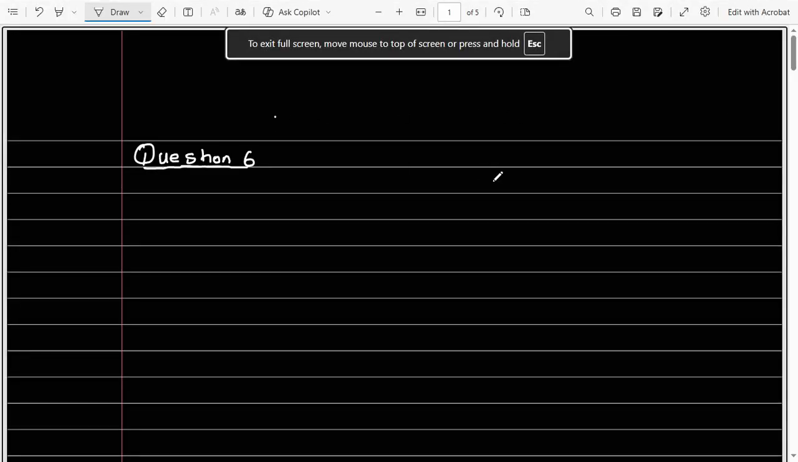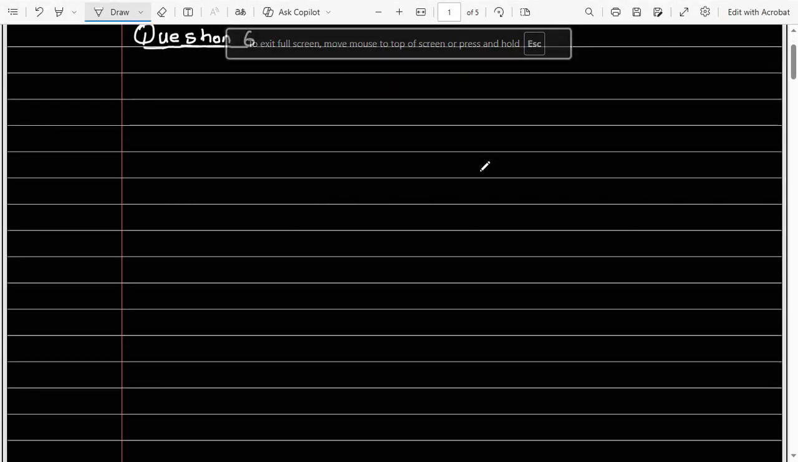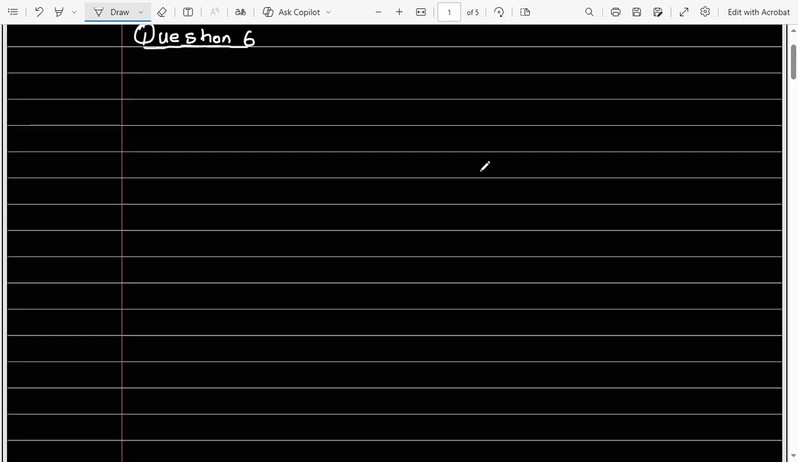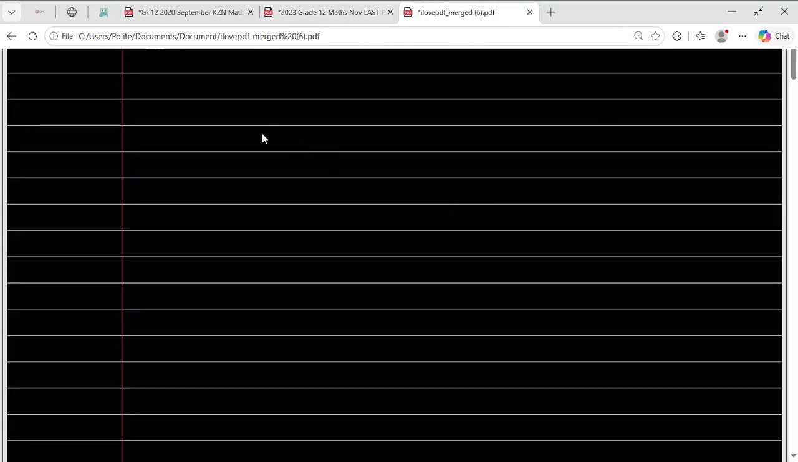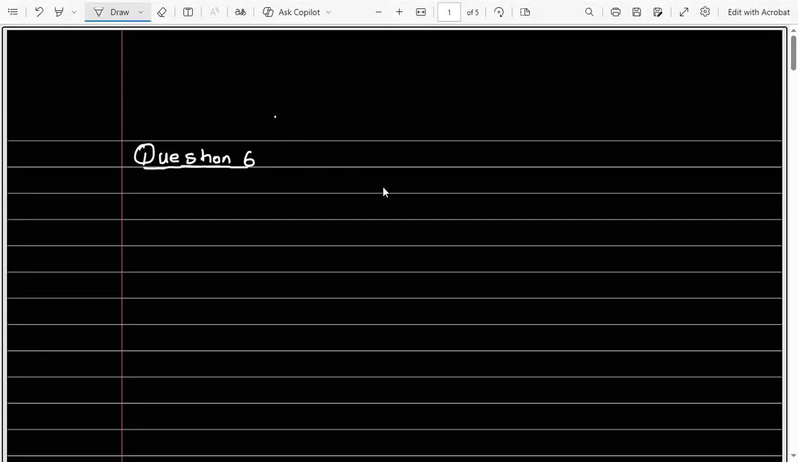Okay, so now when I look at this question, we are saying that we are given the sine. Let me just verify this. The sine 38 is equal to P. This is what I'm given. The sine of 38 degrees equals P. So remember, any number, any variable, it's over 1. Okay, so I'm going to introduce the soccer tool.